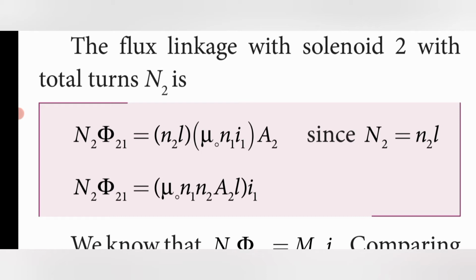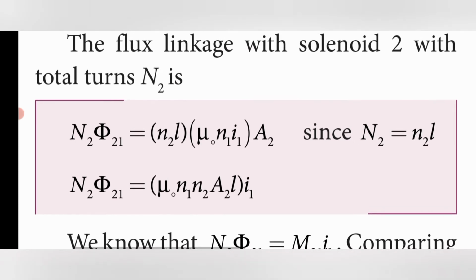So what is the value of N2 here? Small n2 is equal to capital N2 divided by L, which is the number of turns per unit length. So capital N2 is equal to small n2 times L. Substitute the value of n2 here, and finally you will get N2 Phi 21 is equal to mu naught N1 N2 A2 I1 divided by L. So this is the equation.